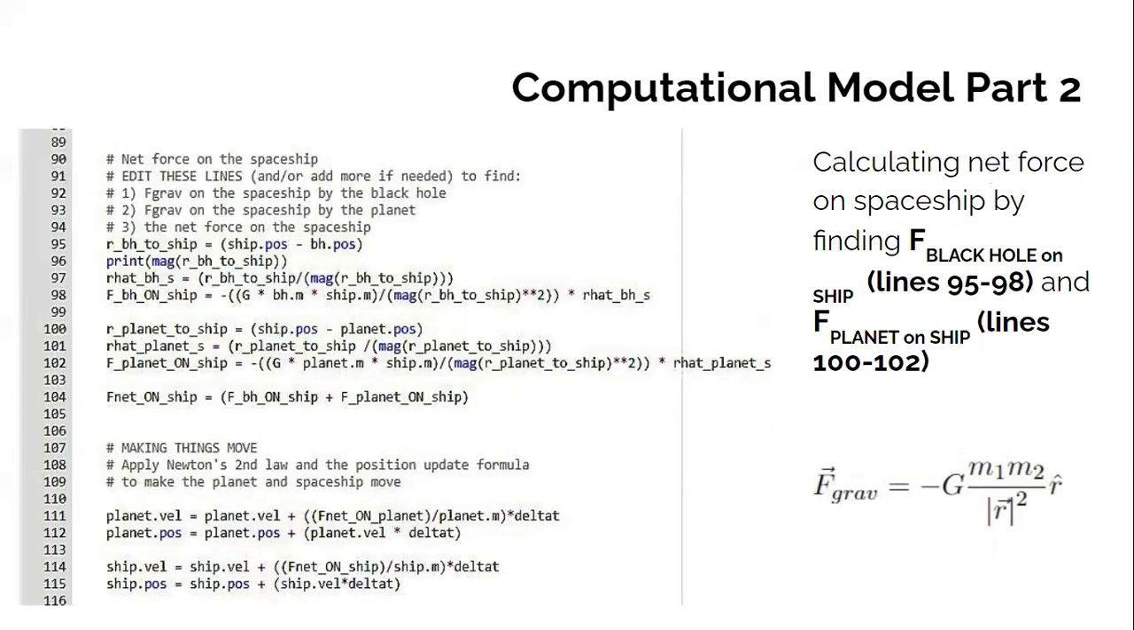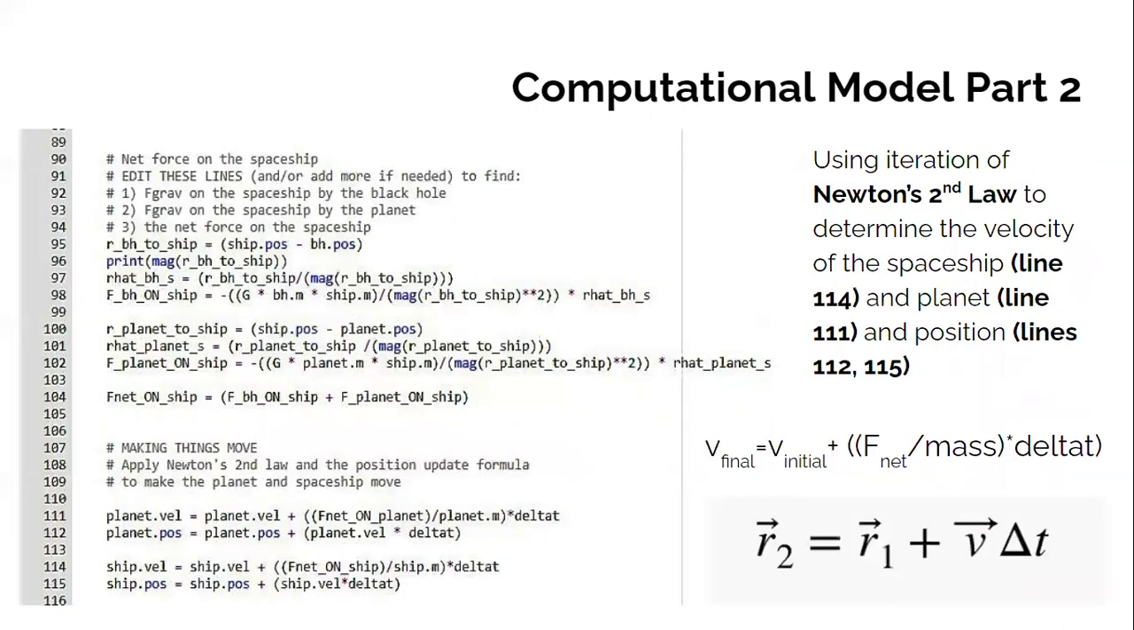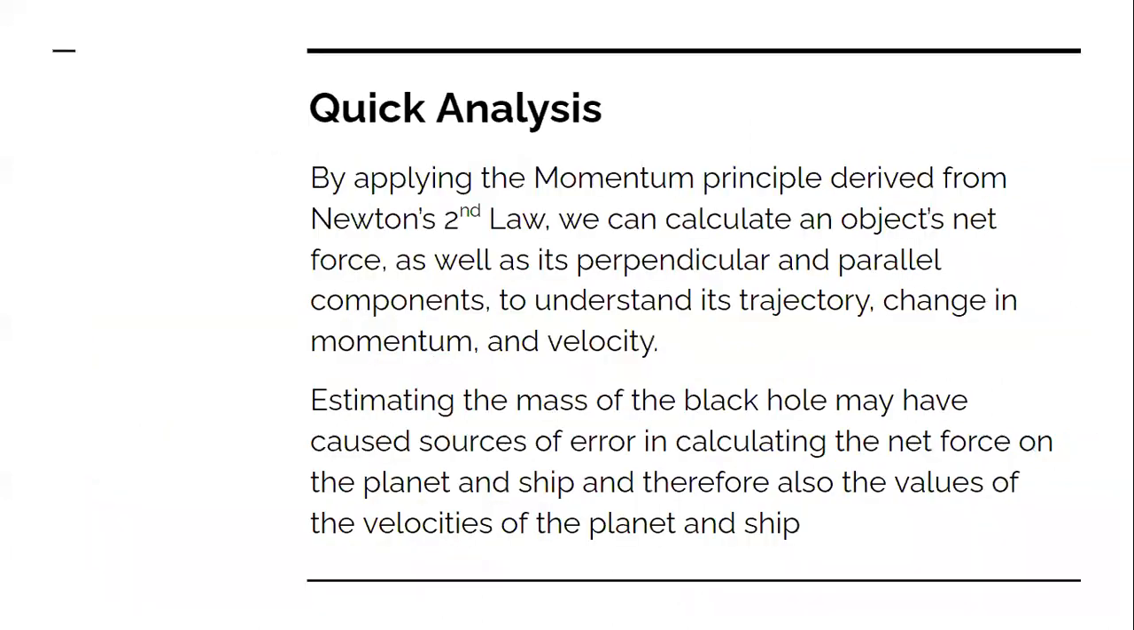And then after doing that twice, we had to make sure that we had the iteration of Newton's second law to determine the velocity and position update of the planet and the spaceship. So we needed to use v final equals v initial plus the net force divided by the mass times delta t, and the position update formula, where r final equals r initial plus the velocity times delta t. That's what you see in lines 111 through 116, where we're updating both the planet's and the ship's velocity and position. So by applying the momentum principle, which we can derive from Newton's second law, we can calculate an object's net force and its components, and we can understand an object's trajectory.